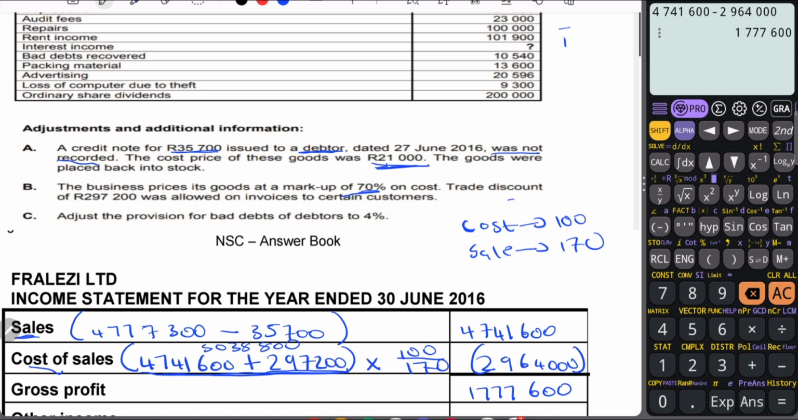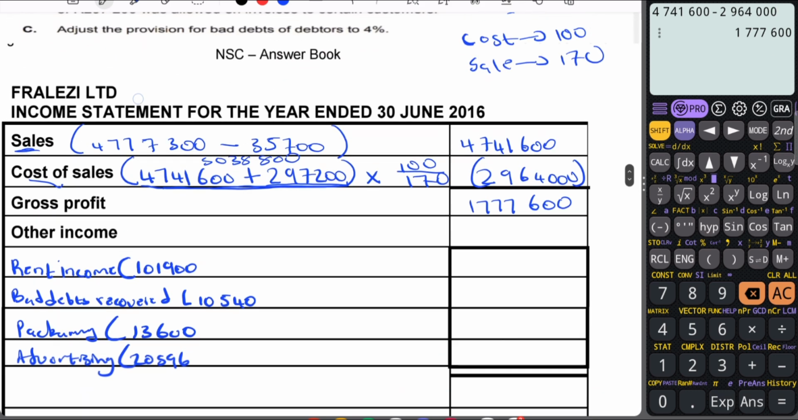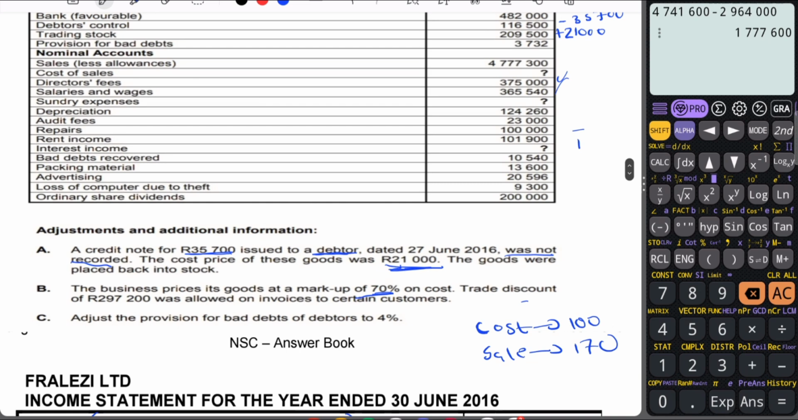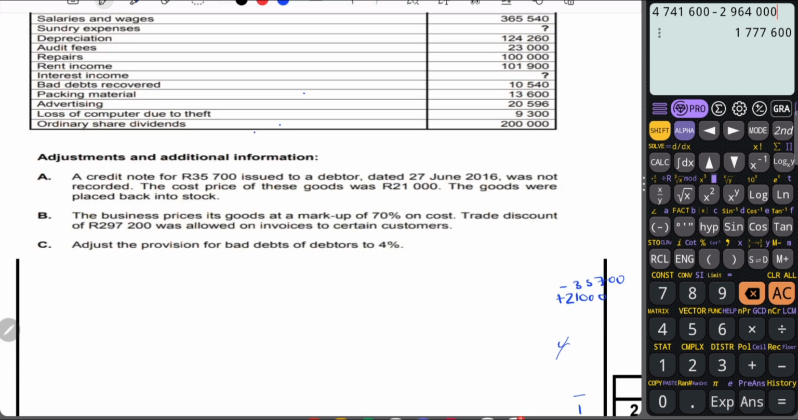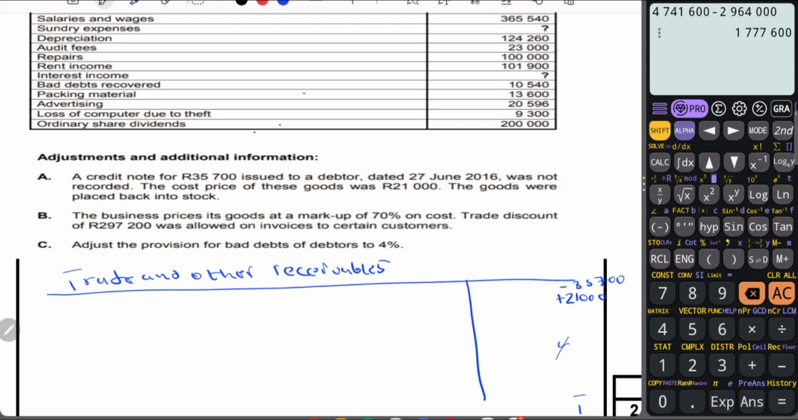Now let's go to our information number C. Okay, now let's just say we remember we have our debtors. Let me prepare the trade and other receivables. This is our trade and other receivables.